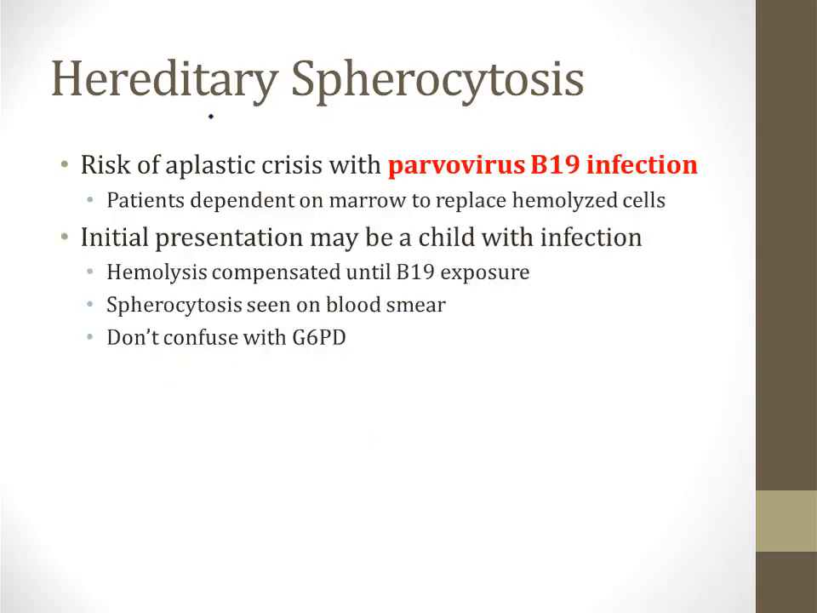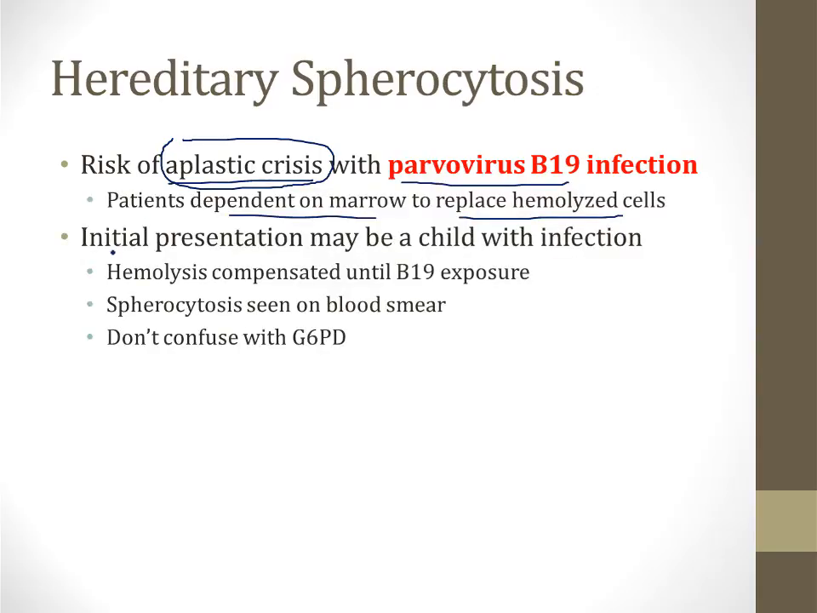Just like any patient with chronic hemolysis, these patients are at risk of aplastic crisis if they become infected with parvovirus B19. This virus infects red blood cell progenitor cells, and it decreases the production of red cells, and patients with spherocytosis are dependent on their bone marrow to replace the hemolyzed cells. So if they become infected with this virus, they can develop a severe drop in their red blood cell count. That's called an aplastic crisis, and they can become very sick.